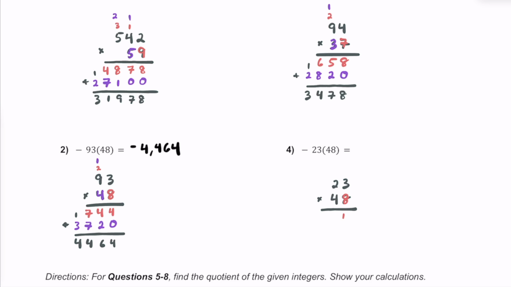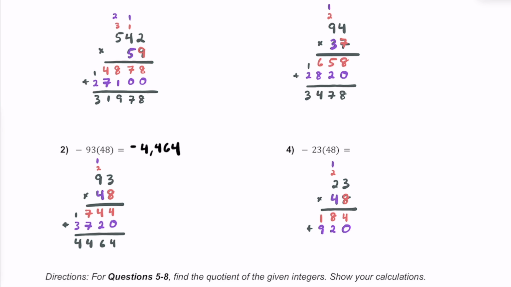8 times 3 is going to be 24, carry the 2. Then we have 16 plus 2, which is going to be 18. All right, that's our first partial product. For our second one, let's see here. 4 times 3 is going to be 12, carry the 1. Then we have 8 plus 1, which is going to be 9.